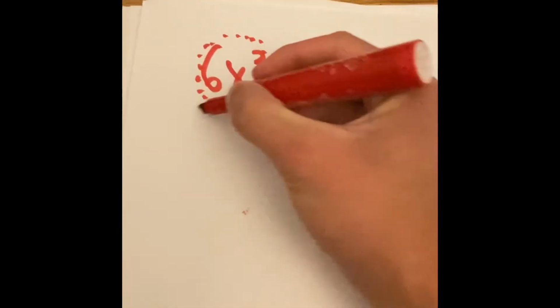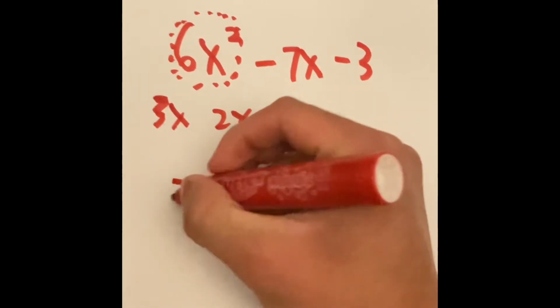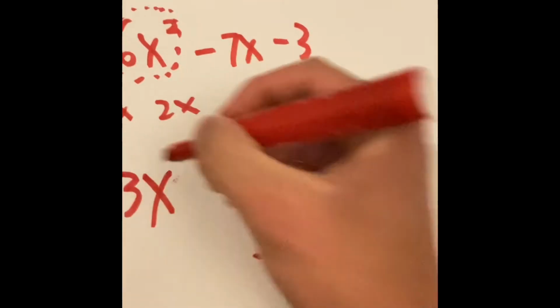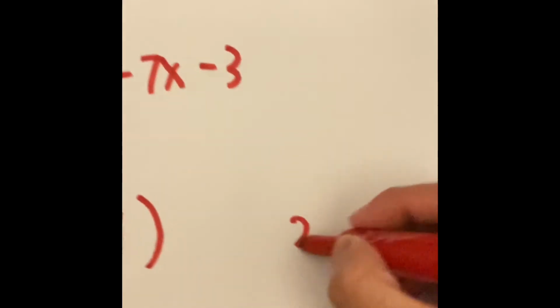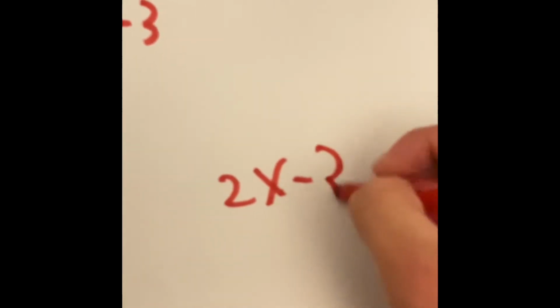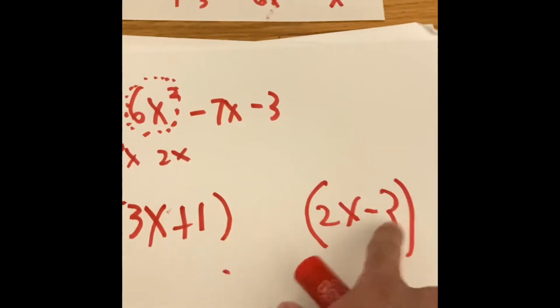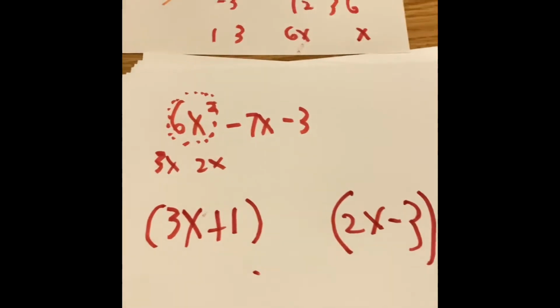So, since we have 3x and 2x, we're going to do 3x in parentheses, positive 1, and 2x minus 3. We'll put those in parentheses. We have the positive 1 and the negative 3 to get to a negative 3. What do you think we'll get?